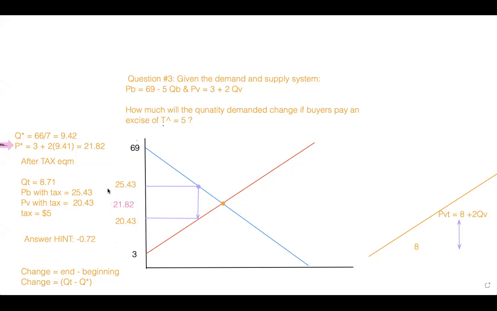And so now the buyer is paying $25.43. And I don't know if you can see this, but remember the tax wedge is the distance here. I don't know if you can see this distance here is a tax wedge. And that's exactly the distance between $25 and $20. It's the amount of the tax. This distance vertically is 5. Can you see that?